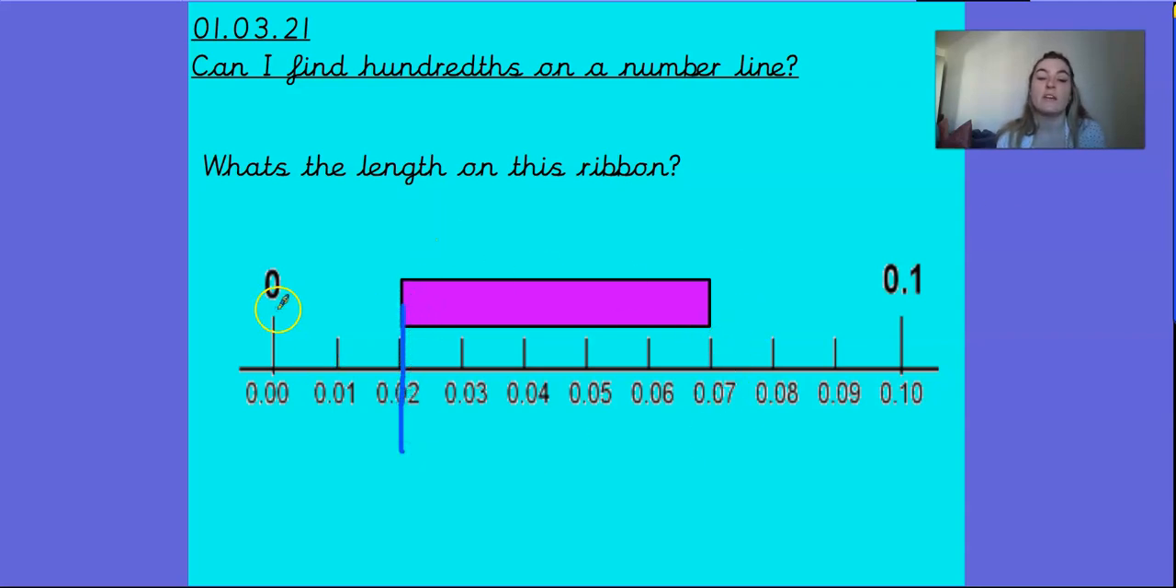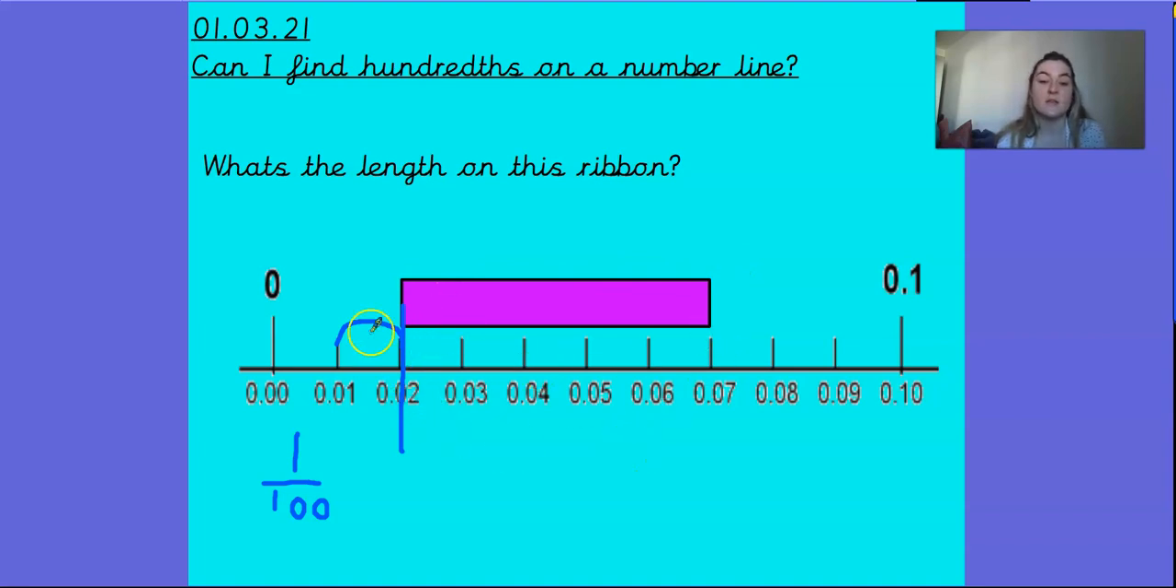So we can find out how much one of these spaces is worth, so how many tenths or hundredths. Here we can see that it is increased by 1/100th. So we know that each of these is worth 1/100th. And then we need to count on the number line how many hundredths this ribbon measures up against.